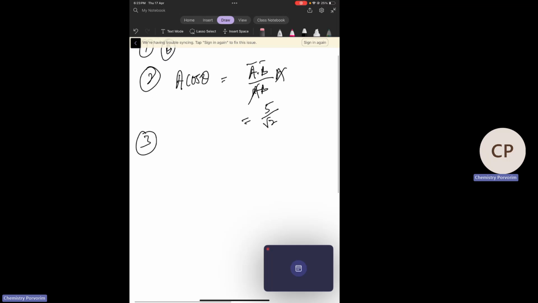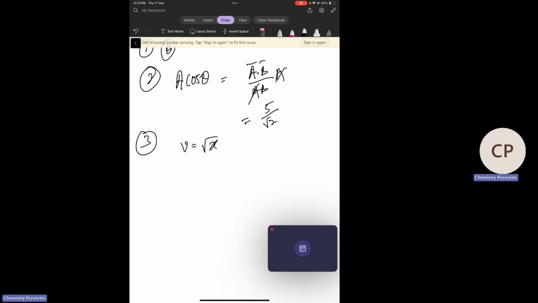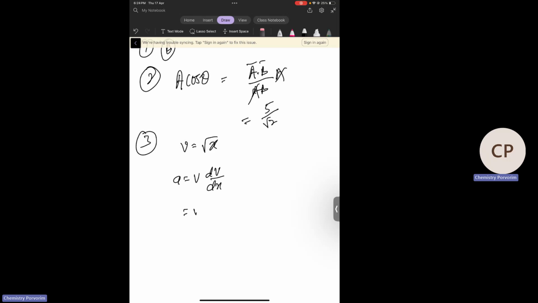Question number 3. The velocity of a particle moving in a positive x-axis varies as v is equal to under root x, where x is in meter. The acceleration in terms of displacement and velocity, a is v dv by dx. v is under root x and dv by dx is 1 by 2 under root x. So 1 by 2. Option D.